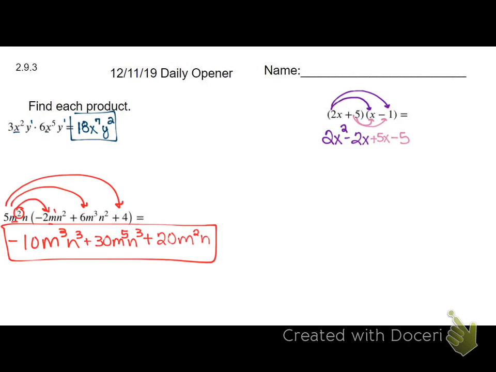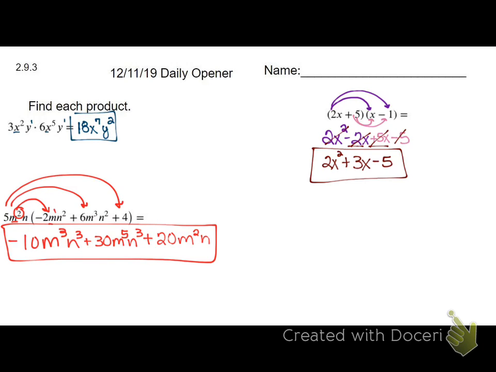Is this my final answer? Can I box it? No. Why can't I? Combine like terms. What are my like terms up there? Negative 2x plus 5x. But what do I want to bring down first? Because I want my answer in standard form when I combine like terms. 2x squared. Okay, I'm finished with that. I combine my like terms, and what do I get? 3x. Plus 3x. And then bring down my minus 5. There's my final answer. Nice job.